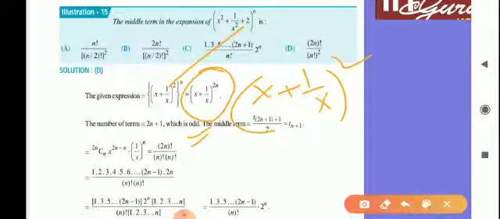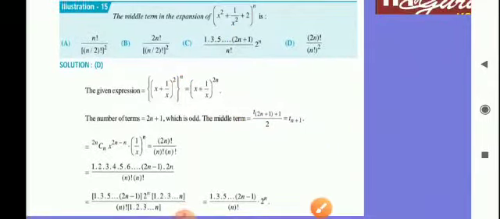So that is 2nCn x^(2n-n) (1/x)^n, and solve. You will get the result. This is the answer. There is nothing more to do here, I have given this question just for revision purposes. Next, let's go for the next question.